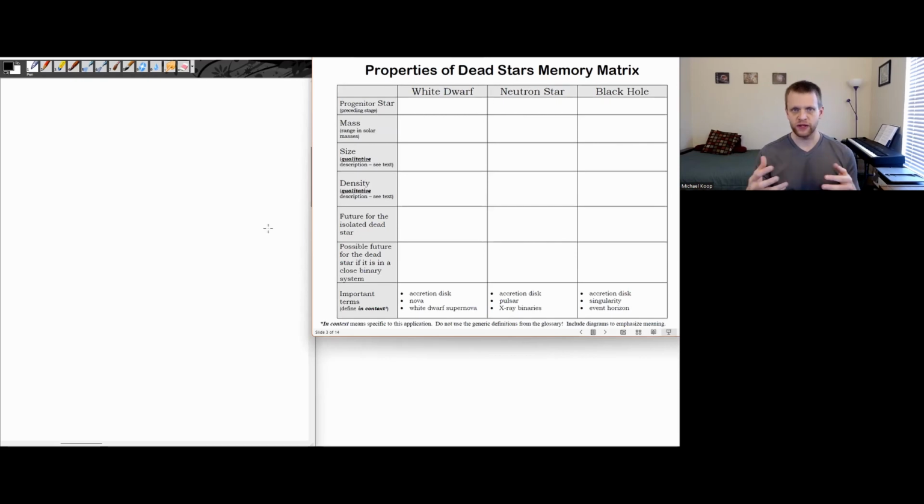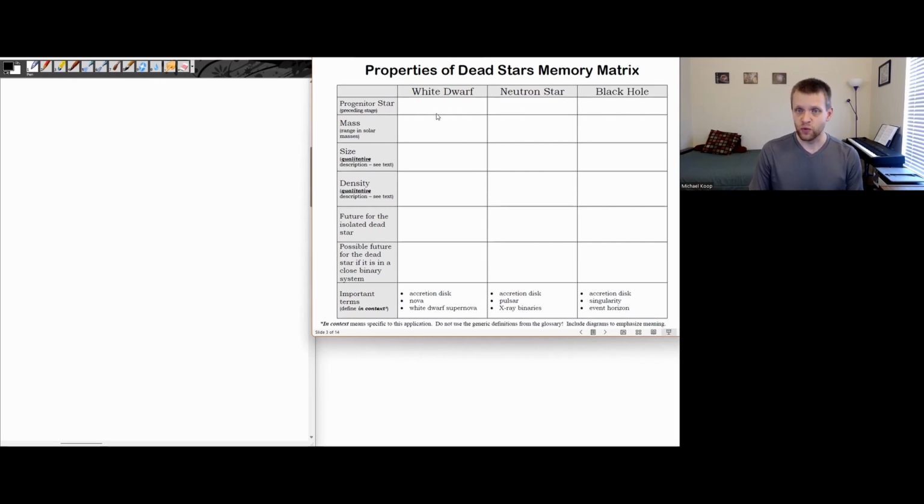Now, as we're going through these different types of dead stars, it's going to be helpful to be able to quickly compare and contrast some of their properties. So I've posted this dead stars memory matrix that talks about white dwarfs, neutron stars, and black holes. And you can fill out the details on things like what's the progenitor stage, what's the previous stage before we get one of these objects, what mass ranges do we have, how are the sizes of these objects going to compare, their densities, the future for the isolated dead stars, possible futures if it's in a close binary system, and some important terms that we're going to be defining in these next couple sessions about these white dwarfs, neutron stars, and black holes.